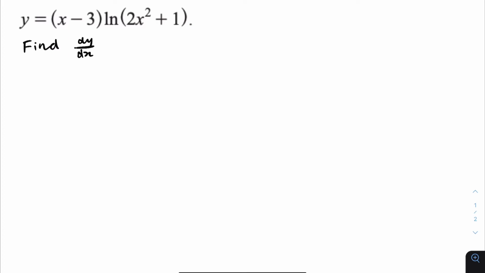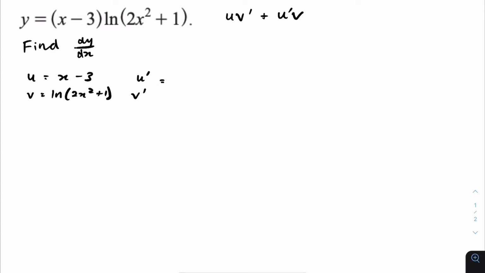And if we recall, the product rule is u times v differentiated plus u differentiated times v. It's pretty simple. You just multiply the differentiated version of one part by the normal function of the other part. So in this case, let's say our u is x minus 3, and our v is ln(2x squared plus 1). Now we can use our knowledge of differentiation to differentiate each of these separately to find our u prime and v prime.